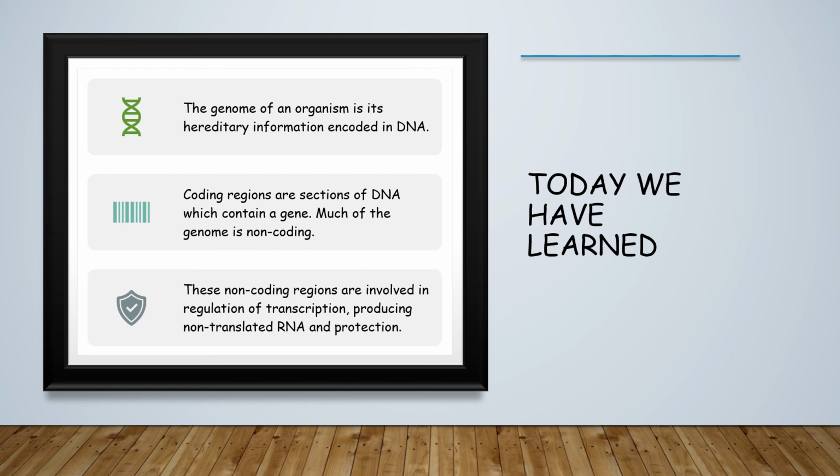And that ends a very quick video lesson for today. So today we said that the genome of an organism is its hereditary information encoded in DNA, and for some viruses that is encoded in RNA. Coding regions are sections of DNA which contain genes. Much of the genome is non-coding, and those non-coding regions are involved in the regulation of transcription, producing non-translated RNA and elements of protection.